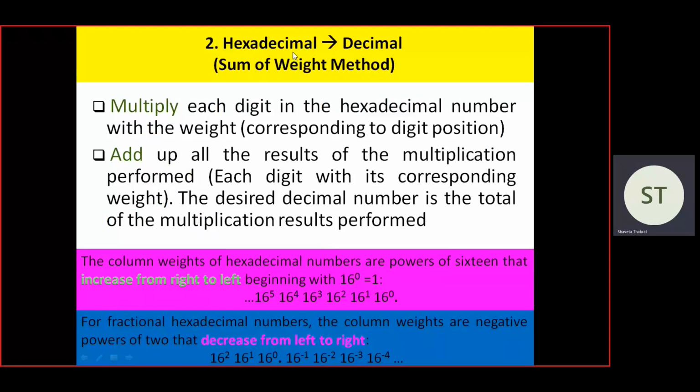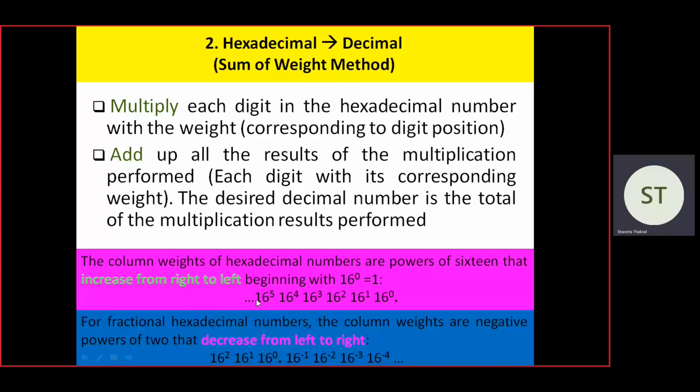And the second method of conversion is hexadecimal to decimal. Again we use the same method, called the sum of weight method. The only difference here is that we are converting hexadecimal to decimal, and in hexadecimal the weights are in terms of 16 raised to power 0, 1, 2 in increasing order as we traverse from right to left, and after the decimal point they are in decreasing order as we traverse from left to right, 16 raised to power minus 1, minus 2, minus 3, minus 4 and so on.